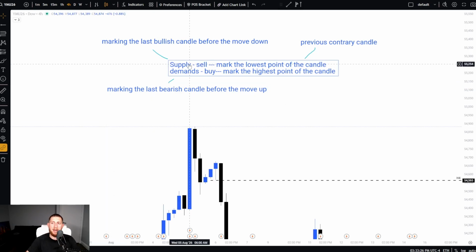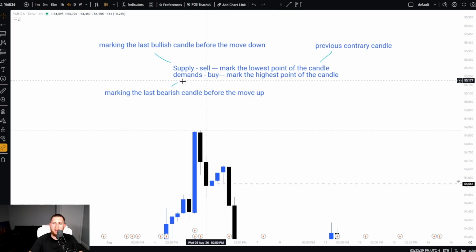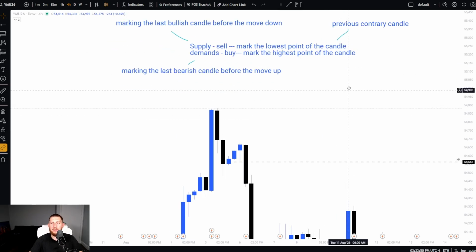So remember, supply you sell from, and when you're finding and marking your levels of supply, you're going to be looking for the last bullish candle before the move down, and you are marking the lowest point of the previous contrary candle. For your demands, you're buying from those, and you are going to be looking for the last bearish candle before the move up, and you are marking the highest point of that candle.